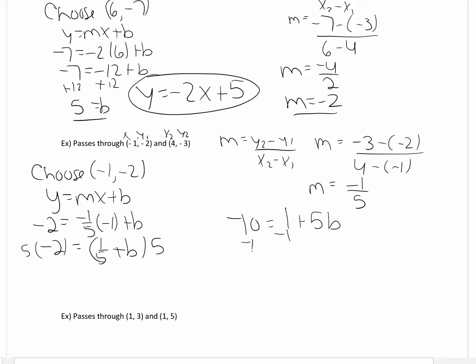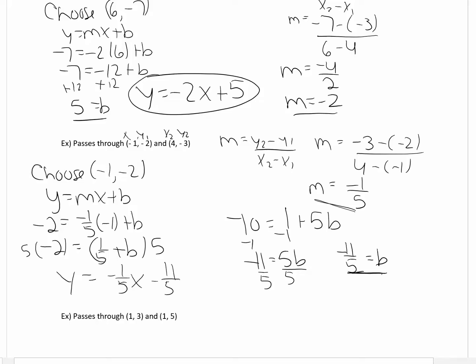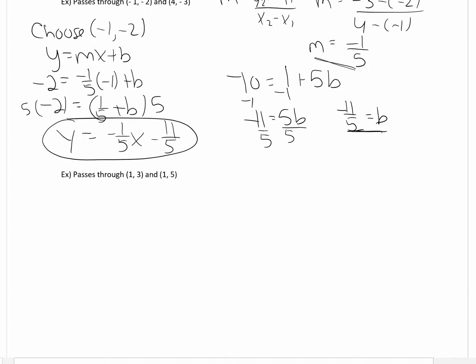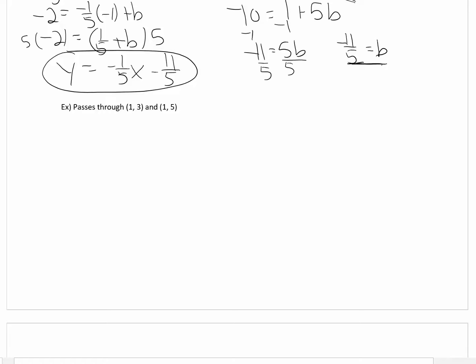Subtract the 1. And then divide by 5. Okay, now that I have my slope here and my y-intercept here, I can write the equation. And we're done here. Okay, let's take a look at the next example. So again, I have 2 points that are on the line. I do not have a slope, I do not have the y-intercept. So let's determine the slope first.